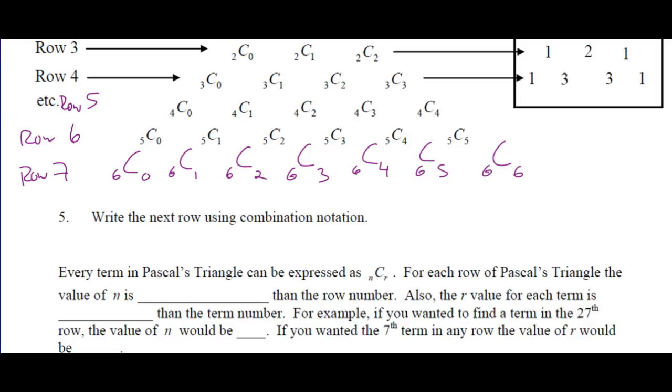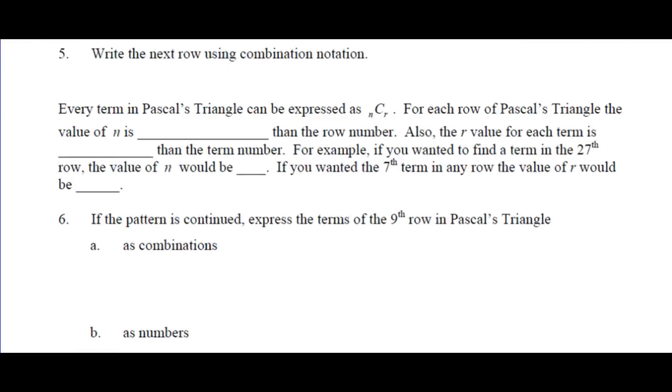That we can work out. Right, we got calculators and everything. So every term in Pascal's triangle can be expressed as n choose r. It starts from n choose 0, goes up to n choose n.